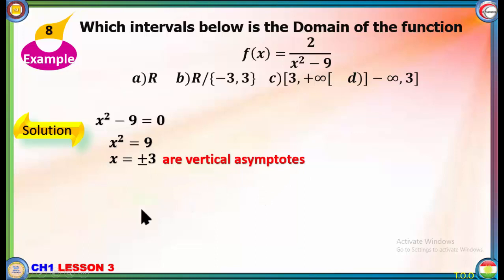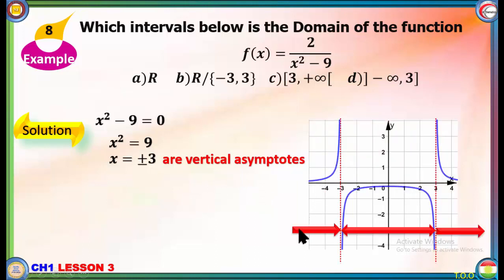And the domain is from minus infinity to minus 3, and then from minus 3 to 3, and from 3 to positive infinity, or R except minus 3 and 3.